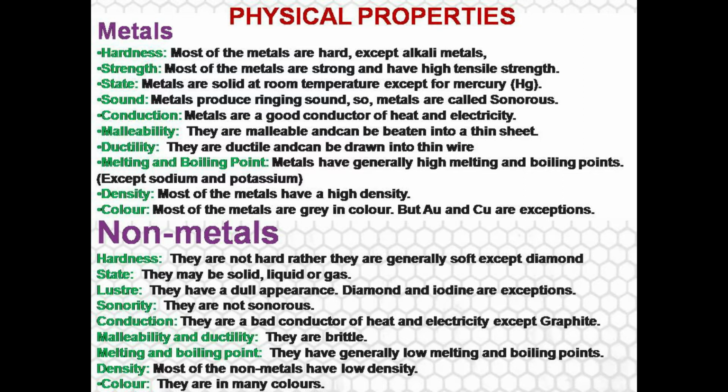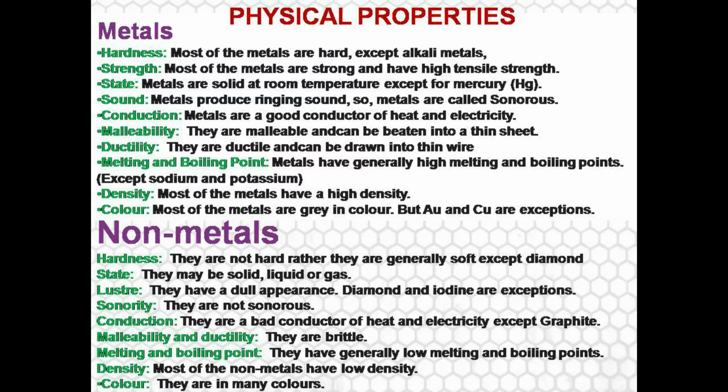State: they can be in any state, solid, liquid or gas. Luster: they have a dull appearance. Example, sulfur. Except diamond and iodine, which are very lustrous. Sonority: they are not sonorous, they cannot produce sound. Conduction: they do not conduct, they are bad conductors. Malleability and ductility: they are very brittle, therefore cannot be converted.